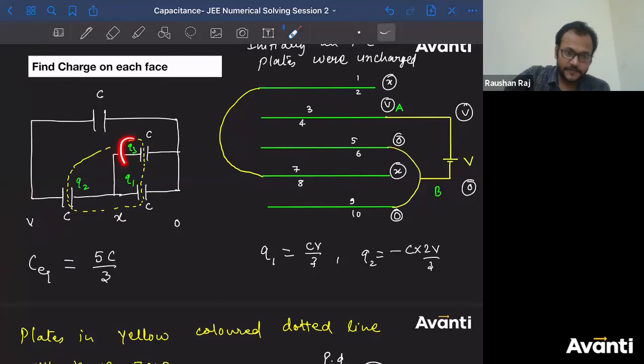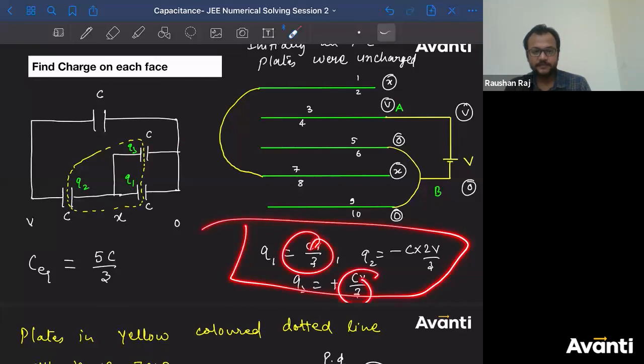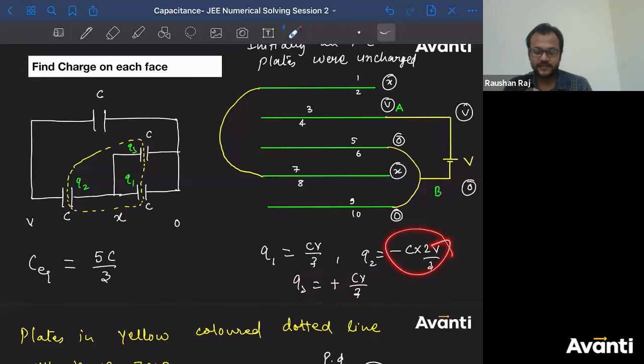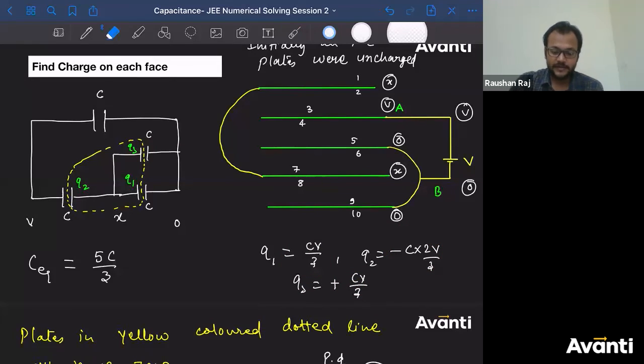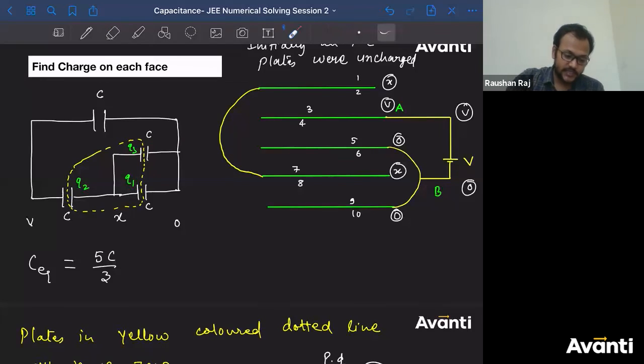Tell me what is the value of Q3? So this is 0, this is V by 3. So this will be positive, this will be negative. So Q3 will be equal to positive CV by 3. Now add these three. CV by 3 plus CV by 3, 2CV by 3, minus 2CV by 3, 0. Did we get that? Did you understand? So finally they got some individual charges, but the total charge on this system comprising of these three plates will be 0 because initially they were not having any charge.